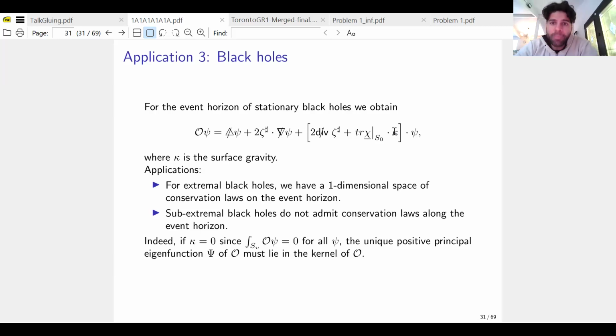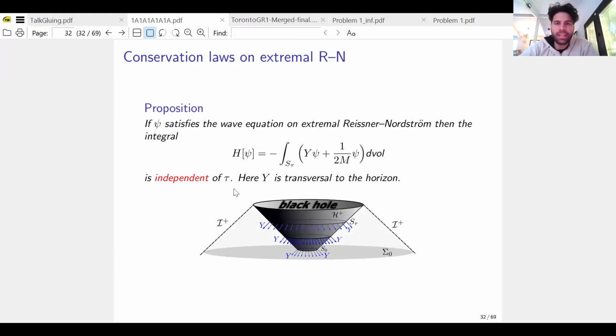If this guy now is non-zero, then you can actually prove that this operator here cannot have kernel. And nonexistent kernel means no conservation laws, it means always gluing. So along the event horizon, for sub-extremal black holes, you can always do gluing. For extremal black holes, you can only do gluing if you respect the conservation law. But even more important than the gluing is the existence of a conservation law in the extremal case. So you will see nonlinear applications of this slide here tomorrow. This is the conservation law in the extremal case.